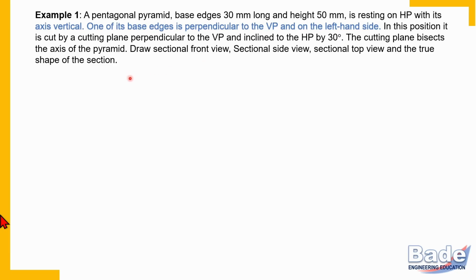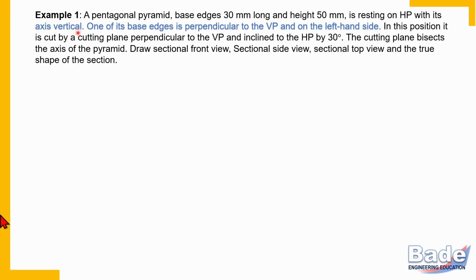Now listen, in sections of solids, two very important steps: position of object and position of cutting plane. Let's check what is the position of this object. A pentagonal pyramid, base edge is 30 mm long and height 50 mm. This is information about size of the object and shape, which is pentagonal pyramid. It is resting on HP with its axis vertical. This is important information. Remember, listen to me very carefully.